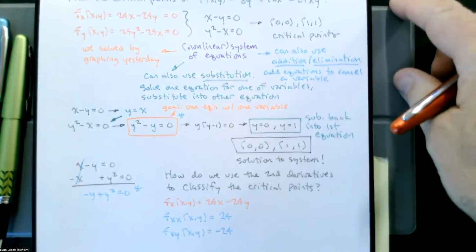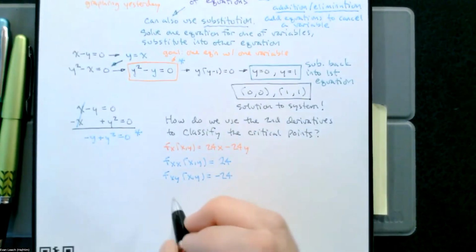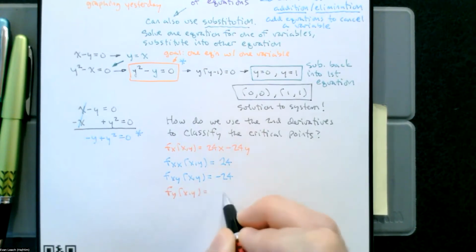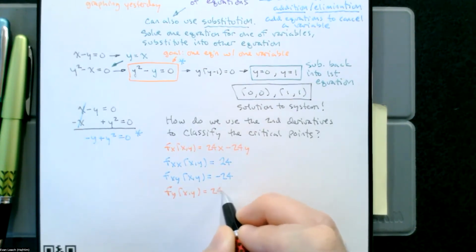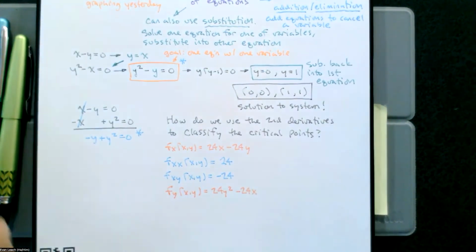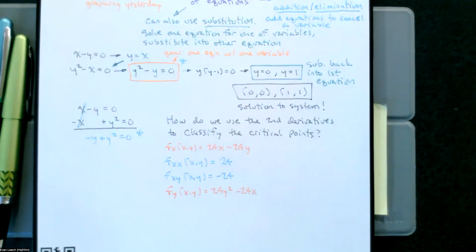But wait, there's more. We have 2 variables, which means we have 2 first partial derivatives. Each first partial derivative has 2 variables. So we have a total of 4 second partial derivatives.